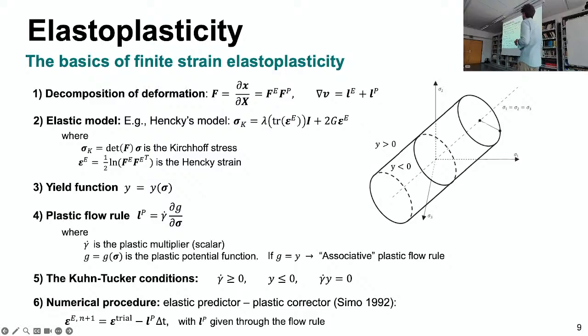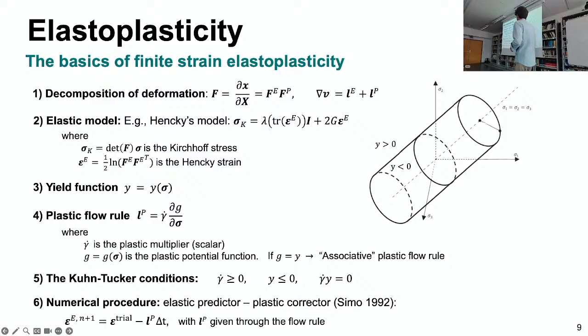And then how do you solve these equations? You can do what's called an elastic predictor plastic corrector scheme. So you assume that all your deformation is elastic. Then you check if you violated your yield criterion, and then you project back to the yield surface.